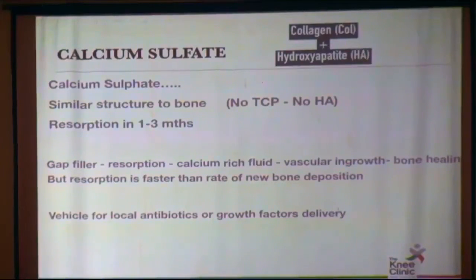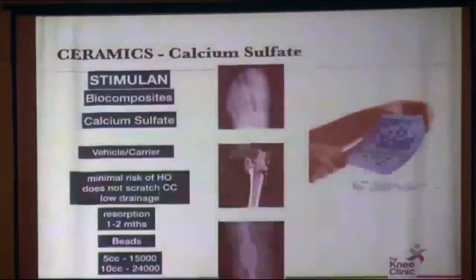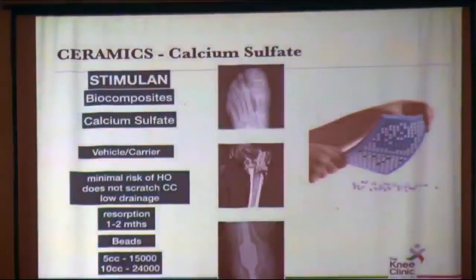Now there are papers that say that calcium sulfate resorbs so fast that there is actually no time for bone to form. So in a way, now we've come to realize, okay, since it resorbs, why not just use it as a carrier or a scaffold? So you can use calcium sulfate for delivery of antibiotics or for delivery of growth factors. So what calcium sulfate is available?